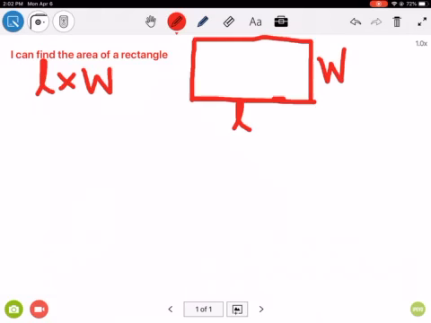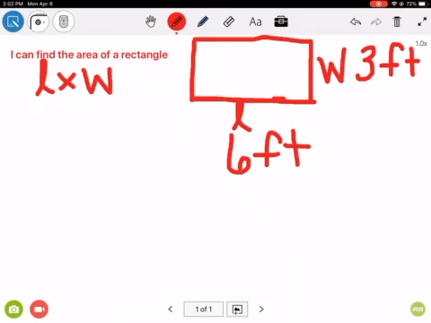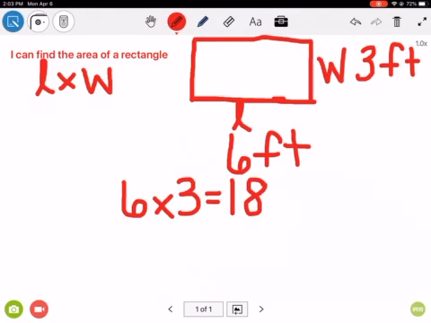So let's pretend that the length of this rectangle is 6 feet and its width is 3 feet. To find the area, we would take 6 feet times 3 feet, because our formula is length times width, and our length is 6 feet and our width is 3 feet. That's where I got 6 times 3. So all I would have to do is say 6 times 3, which gives me 18, and it will be squared feet.